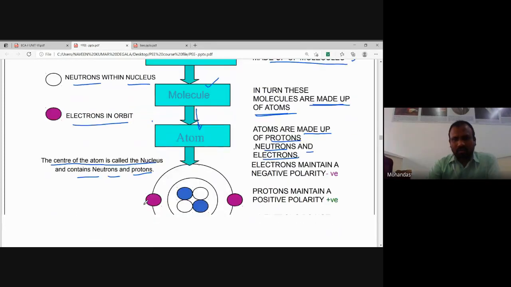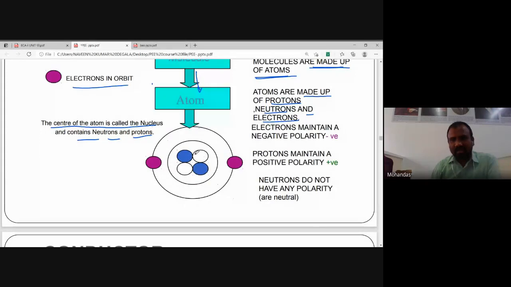Rutherford model. Take an atom here; at the center of the atom the nucleus will be there. That nucleus consists of particles: these are the protons and these are the neutrons. We know that the protons maintain a positive charge polarity. And these white ones are neutrons, which don't have any polarity. Together they form the nucleus of an atom.